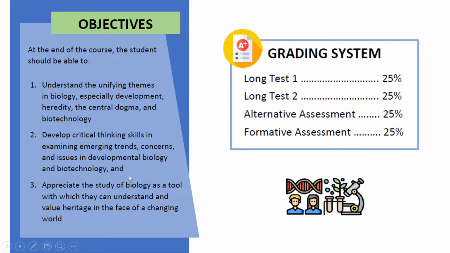So, the grading system for this is long test 1 and long test 2, 25% each, totaling 50%. And then there will be alternative assessment, 25%, and formative assessment, 25%. So that's how students will be graded, under me, for this particular subject in Biology 2.